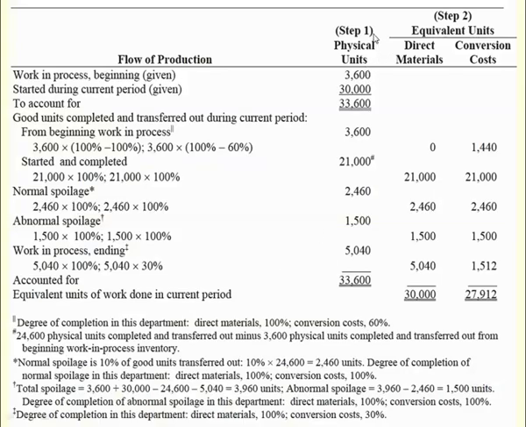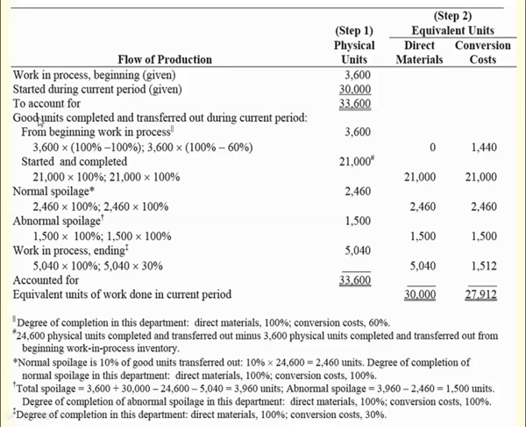First, physical units. Step 1. Work in process beginning, given 3,600 units. Started during the current period, given 30,000 units. So the total number of units to account for is 33,600.